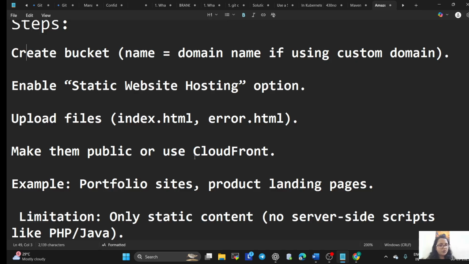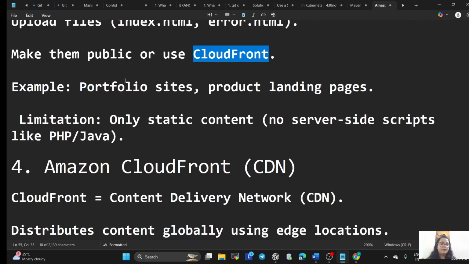Make them public or use CloudFront. In real time we don't use public, we use CloudFront only. But okay, when I show you, you will get clear. Before that, I have to cover CloudFront, so I'll discuss that tomorrow, then I'll show you the practical. See examples: portfolio sites, product landing pages. Only one limitation is there: only static content, no server side scripts like PHP and Java can be uploaded.